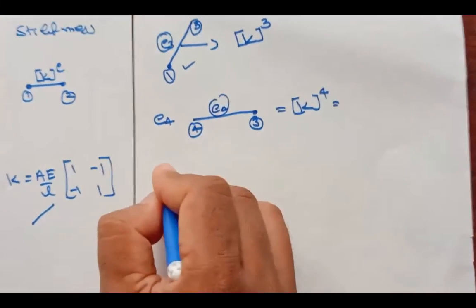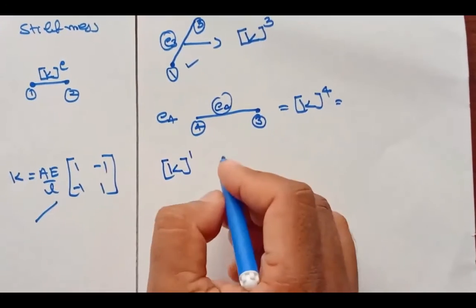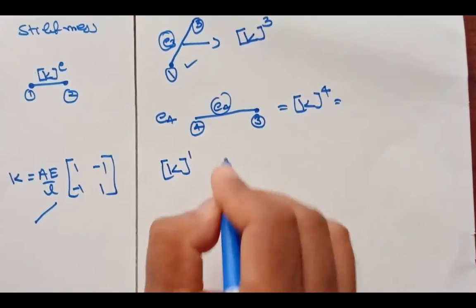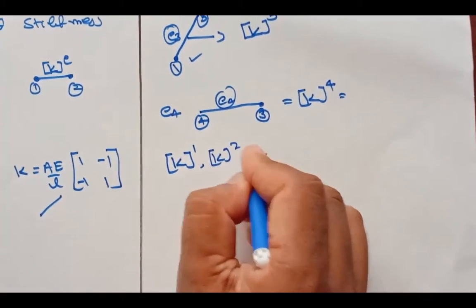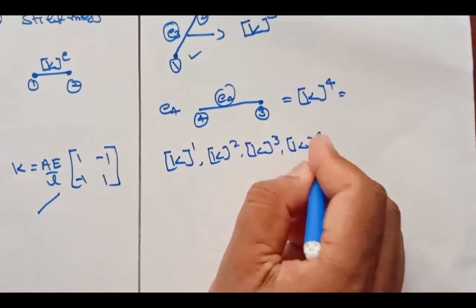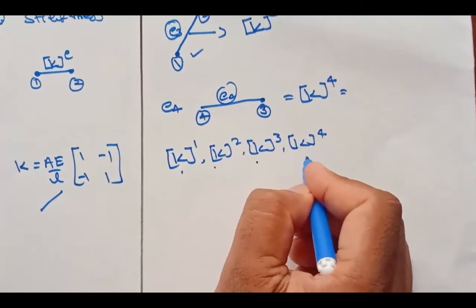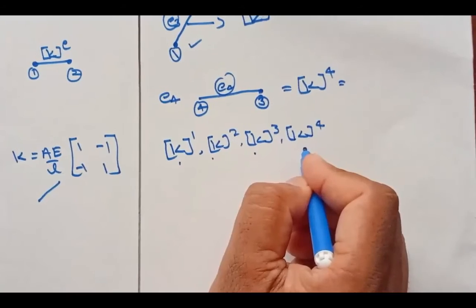So once you have calculated K superposition 1 using the bar stiffness, that is the truss element stiffness matrix, and K superposition 2 as well as K superposition 3 and K superposition 4, and you know each and every individual element stiffness matrix, the next step is the assembling matrix.